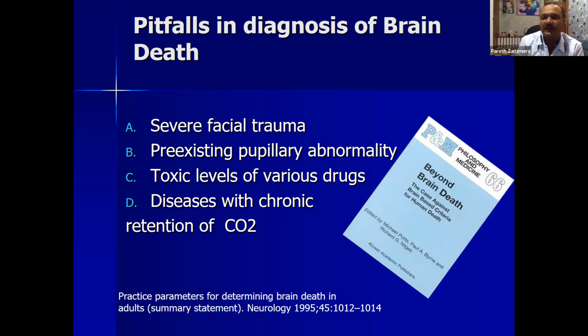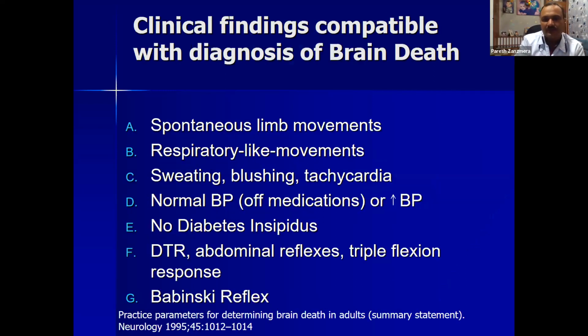Or if there is a toxic level of various drugs, or if the patient has a disease with chronic CO2 retention, for example COPD, in such patients you may not be able to do the apnea test thoroughly, because your CO2 level will already be raised before you do the first apnea test. So in this case you can go through the ancillary test. So these are the importance of the ancillary tests.